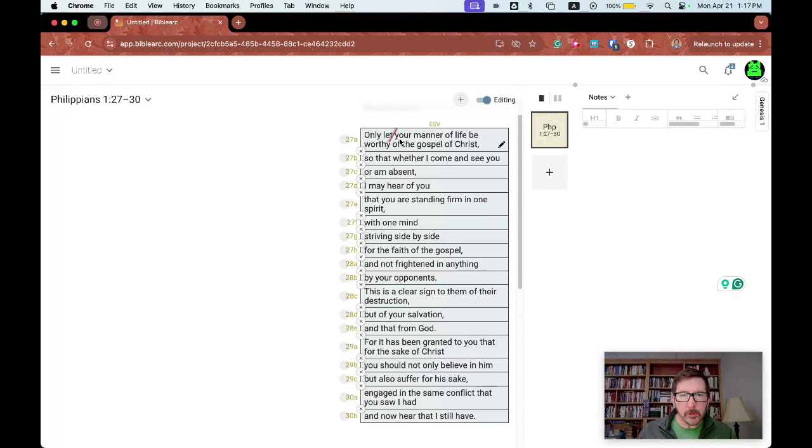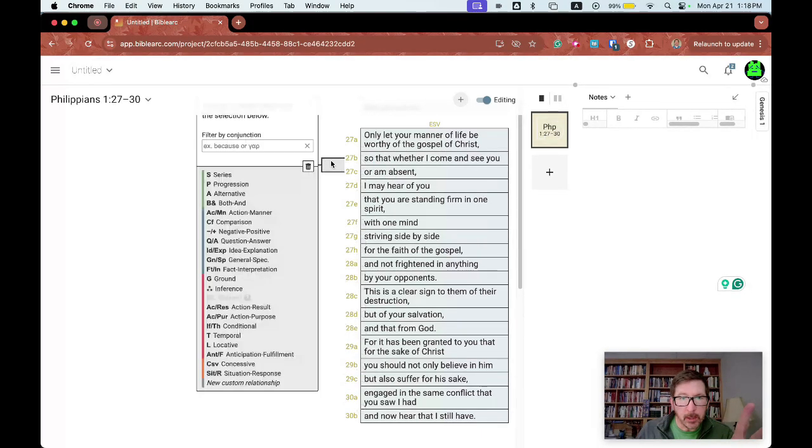Only let your manner of life be worthy of the gospel of Christ, so that, now here, these 2 words right here are a dead giveaway for this being a purpose statement, okay? So this is an action, this is going to be the purpose. So we're going to connect that, and it's because we have the word or here, it's an alternative. So either one of 2 things are going to happen. He's either going to come and see them, or he's going to be absent, okay? And so we're going to put that as an alternative.